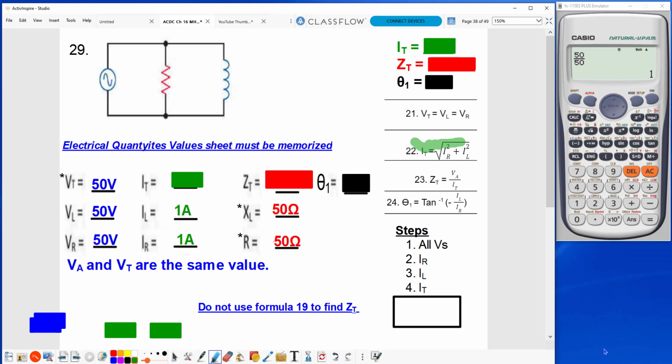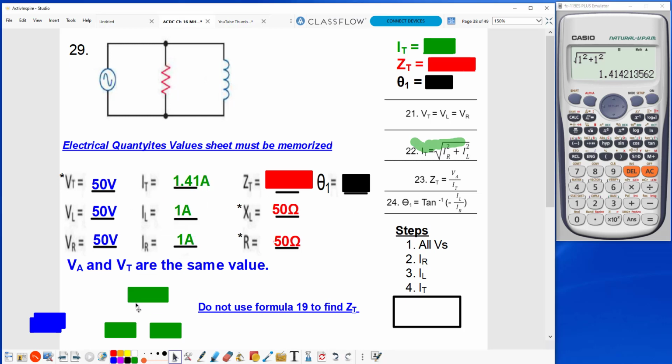So let's look at the calculator. We're going to first open square root. Then we're going to punch in IR of 1 amp. We're going to square that with that blue button that's highlighted right now. That's the squared button. So we put in, look at the formula here to double check, we put in IR and we squared it. We're going to put plus. Then we're going to put IL and square it. So 1 squared, it equals. So our total current in this circuit is going to be 1.41 amps.